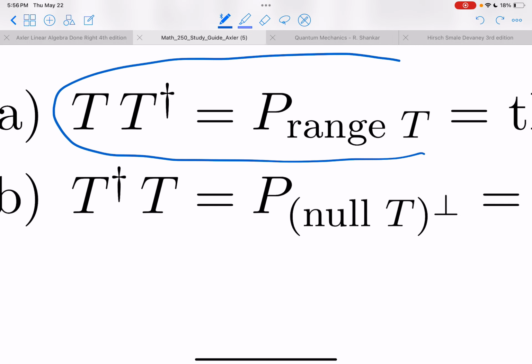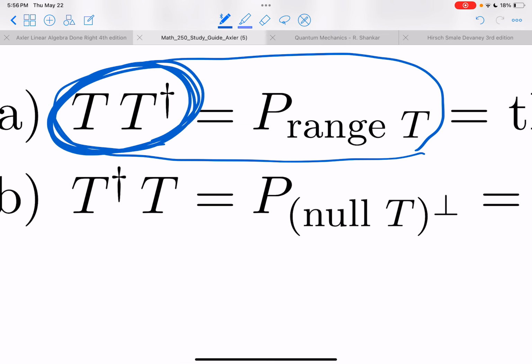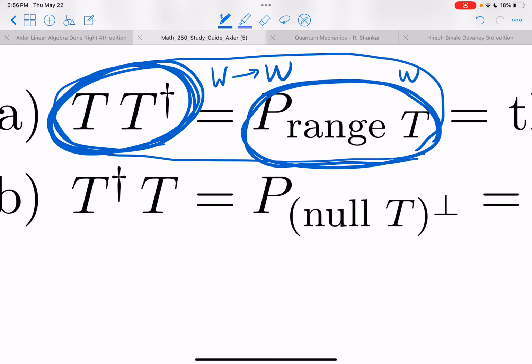Let's look at this first one. So remember, t dagger sends us from capital W to V, and then t sends us from V to W. So t after t dagger sends us from W to W. Now, what is the projection onto the range? That also goes from W to W, and it takes a little vector and just projects it onto the range of t, which is a subspace of W.